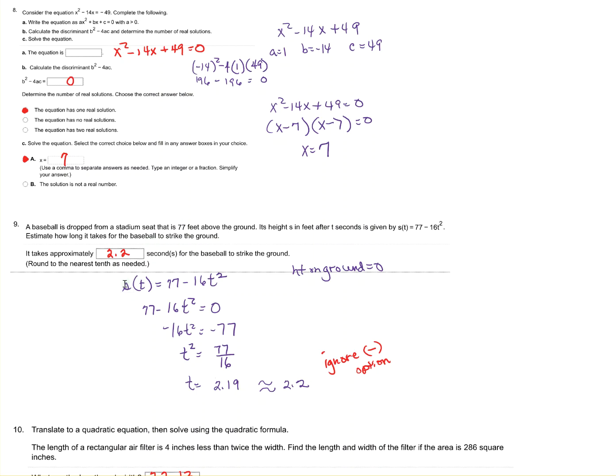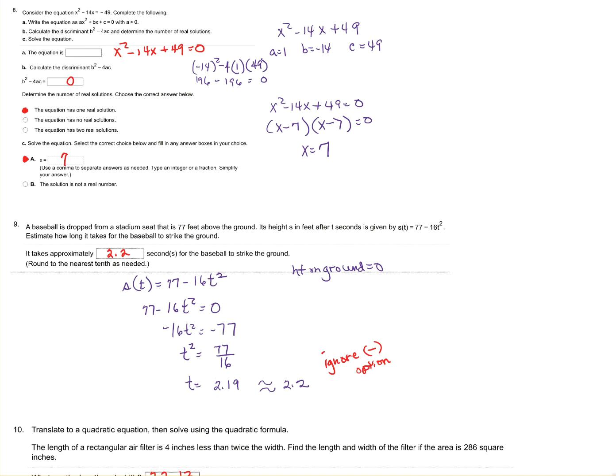Well, remember it says s is the height. Well, the height on the ground is 0. So I made that note there. So we take 77 minus 16t squared equals 0. Now let's solve that. Subtract the 77 here. Divide by negative 16. So you have two negatives. That becomes positive. Take the square root of that and get your answer.